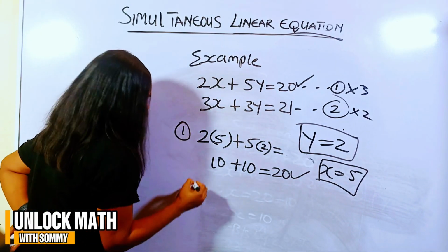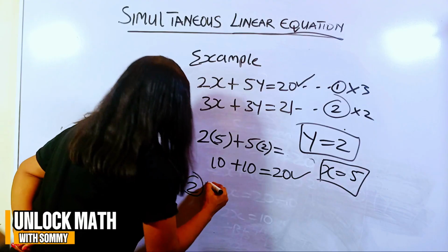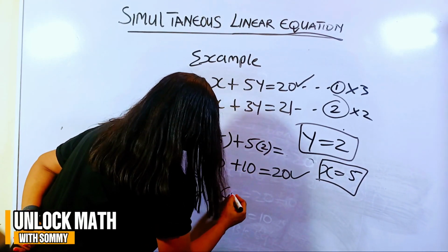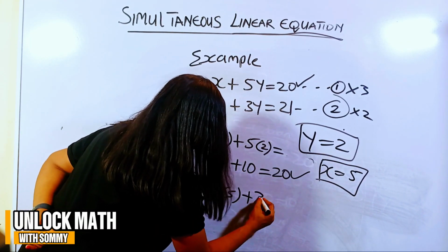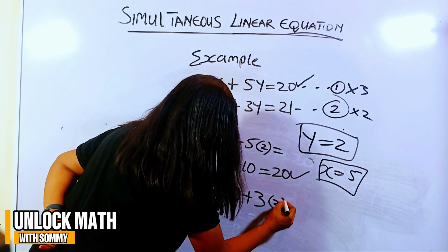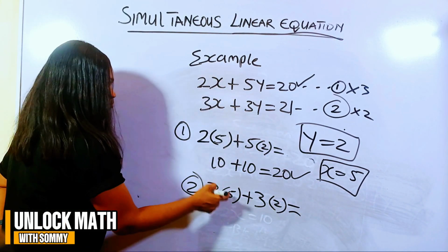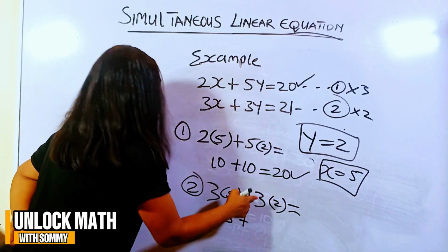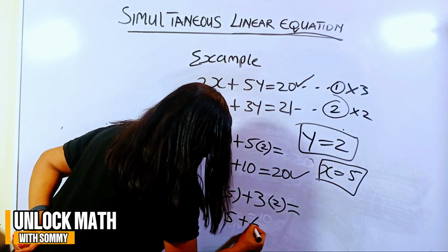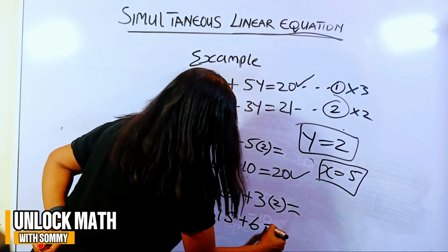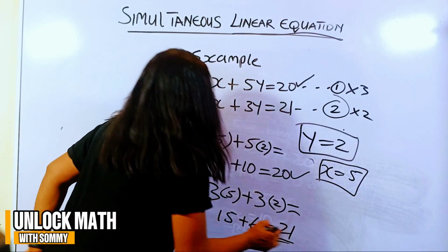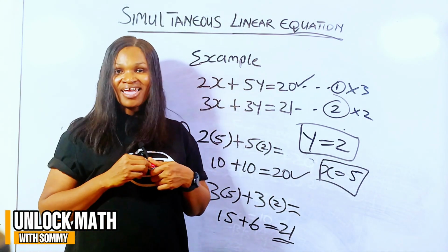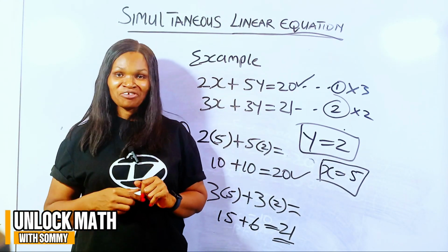So, let's input in equation 2. The value of our s is 5 and the value of our y is 2, so 5 multiplies 3 will give you 15, plus 3 multiplies 2 will give you 6. 15 plus 6 will give you 21. This shows that the values of our s and y are correct.